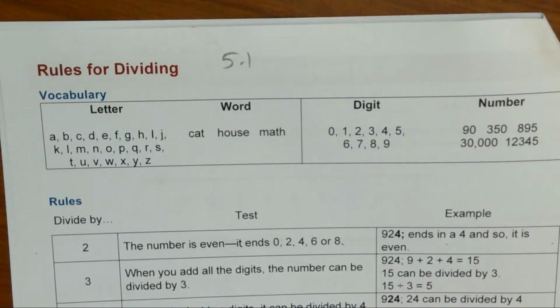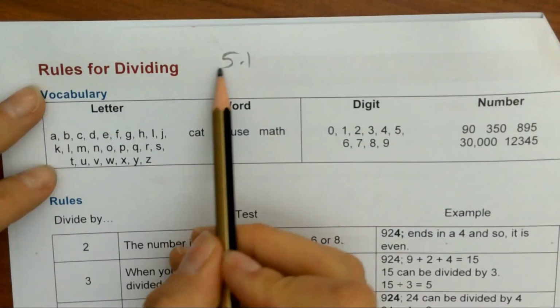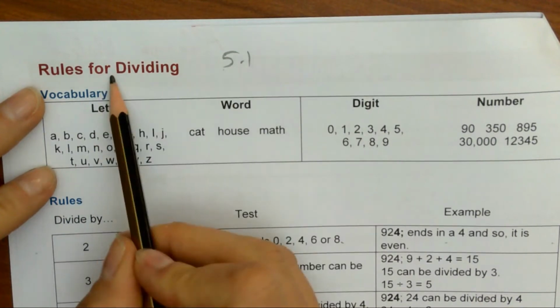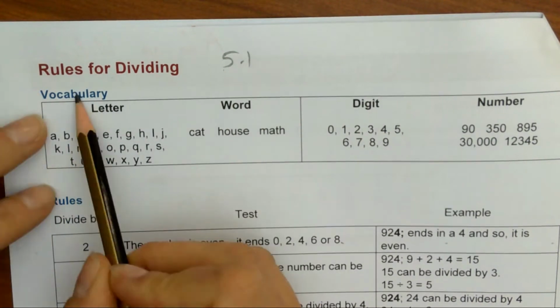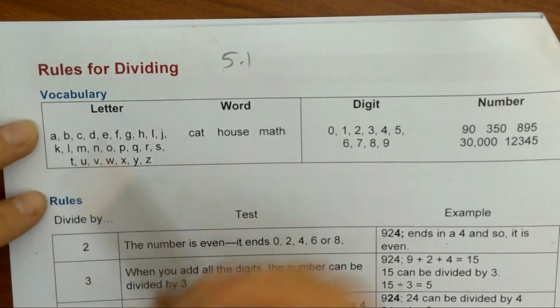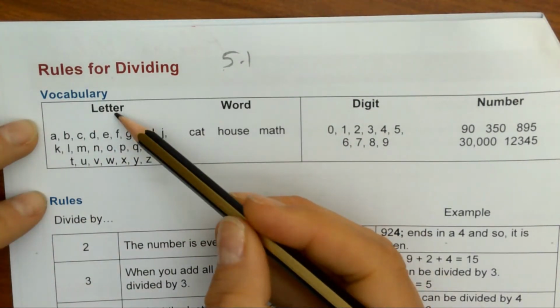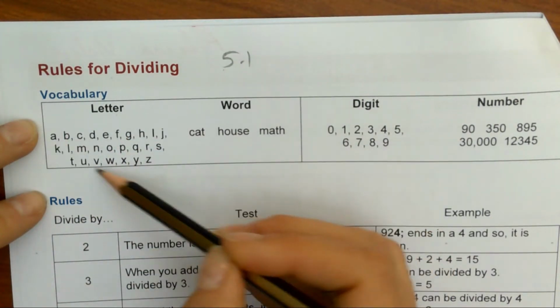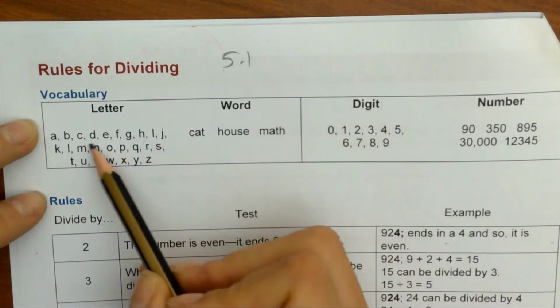Okay, so here we have 5.1 and we're doing rules for dividing. So first we're going to do some vocabulary. So in English, our alphabet, these are our letters. And then when we put letters together, we get words.